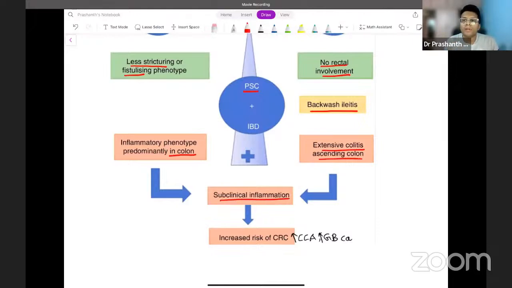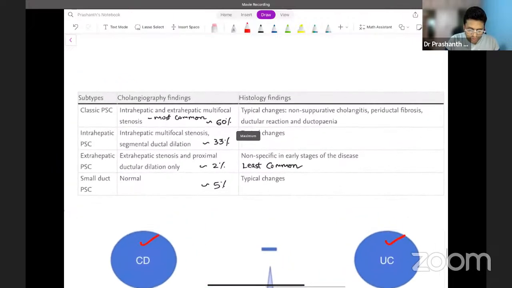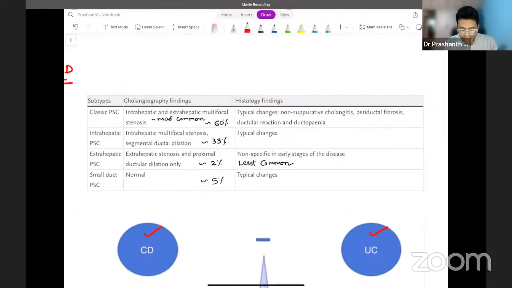But what we should remember is PSC, those associated with IBD or IBD that is more associated with PSC, are susceptible for increased risk of colorectal cancer, cholangiocarcinomas, and GB cancers. Now, this is important, and hence monitoring these patients at least annually for these malignancies plays a very major role. Okay, yeah. So next point, what I felt important is for you to know the different types. They may ask you what's the most common form of PSC, classic PSC, where both intrahepatic and extrahepatic involvement is there.